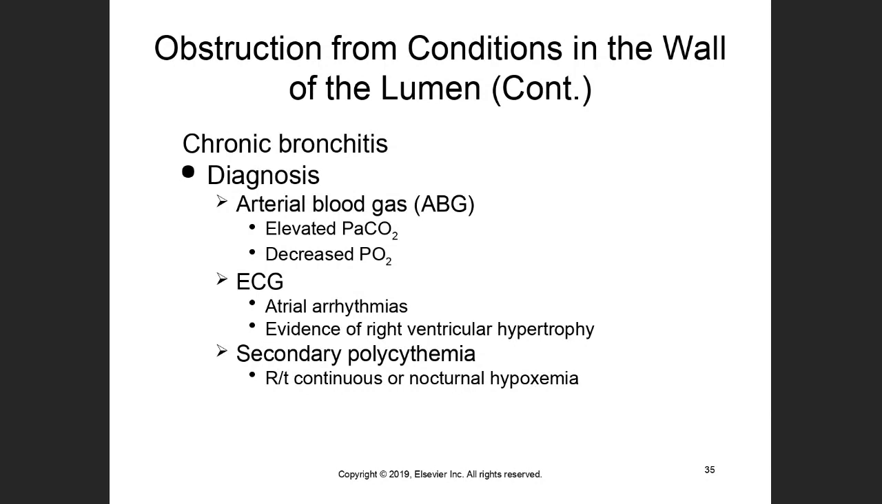For bronchitis, of course, you have to do the ABG. You're going to see elevated PaCO2, decreased PO2. You could do an EKG. It's not routinely done, but you could do an EKG to see if there is any atrial arrhythmia. Also you do a CBC because, as a compensatory mechanism, most of the time due to the cyanosis, the patient develops polycythemia. That is, hemoglobin is going to be really high.